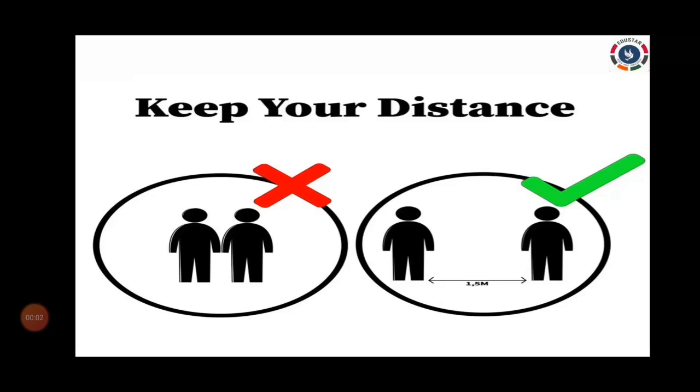Then social distancing. When you are going outside, you should maintain distance from other persons. Diseases spread easily from one person to another. So if we follow distance maintaining, we can escape from the spreading disease.